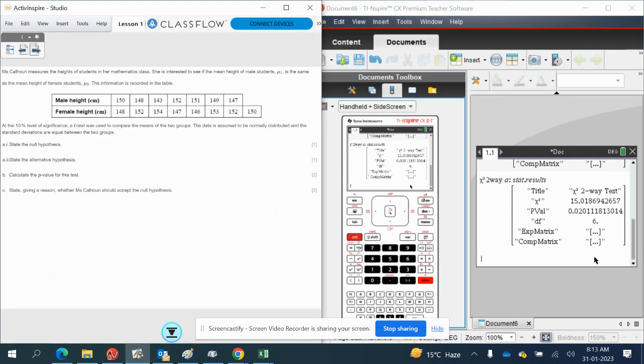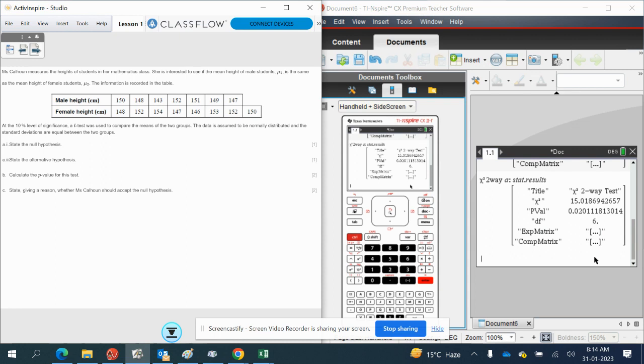Okay, so our next one. Mrs. Calhoun measures the heights of students in her mathematics class. She is interested to see if the mean height of students, mu1, is the same as the mean height of female students, mu2. The information is recorded in a table. At the 10% level of significance, a t-test was used to compare the means of the two groups. The data is assumed to be normally distributed and the standard deviations are equal for the two groups.